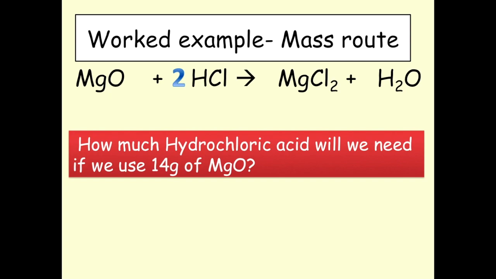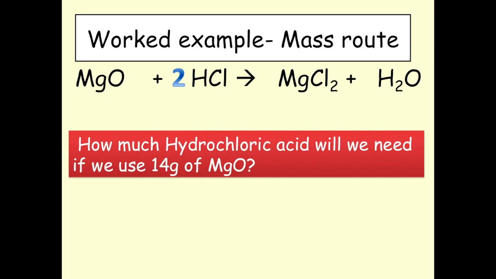But if you're thinking of continuing on in chemistry, you will need the moles route as well. And the frustration with the mass route is it doesn't really use moles equals mass over MR particularly. So let's have a look at how this works. So the first thing we're going to need to do is work out the relative molecular masses of MgO and 2HCl.